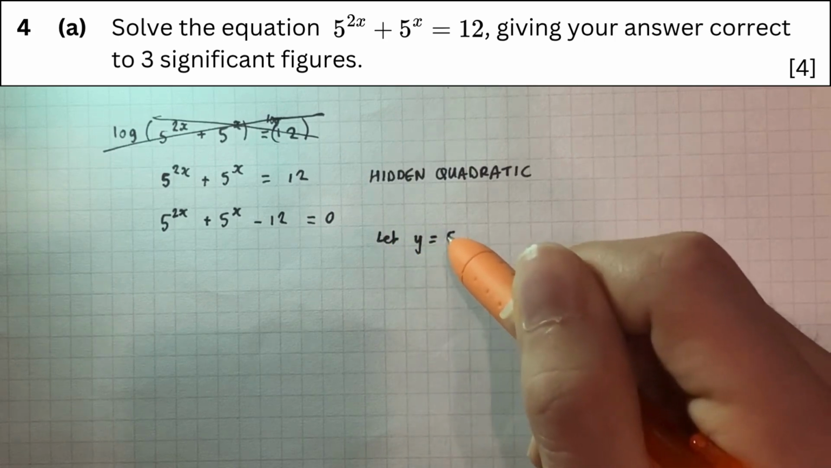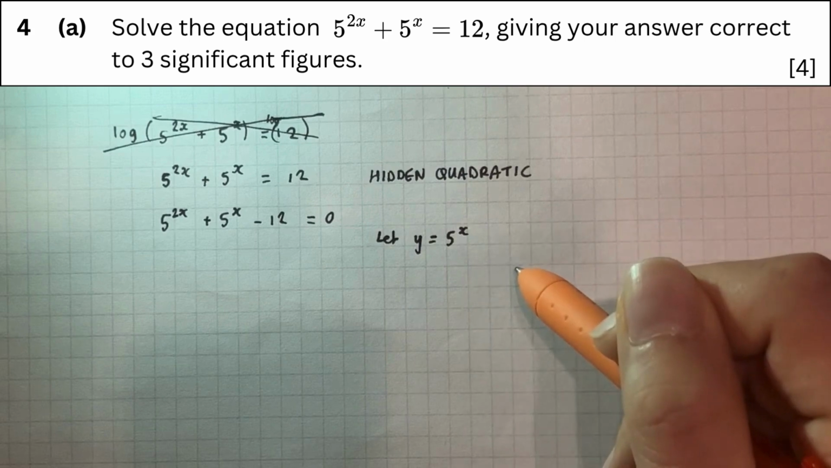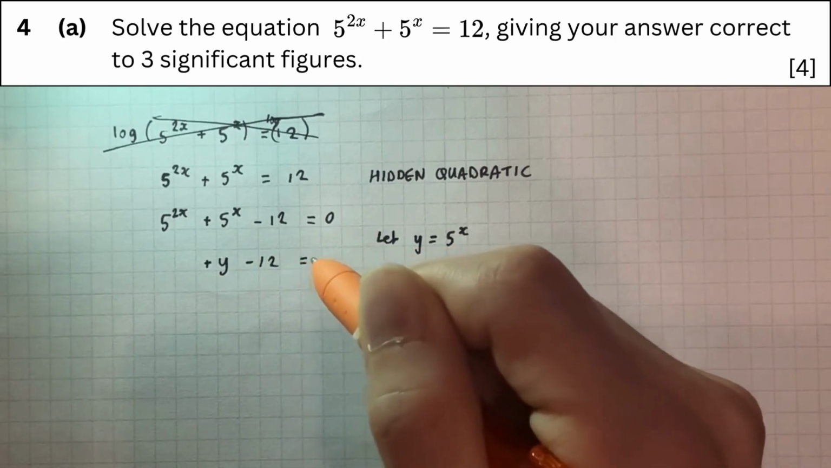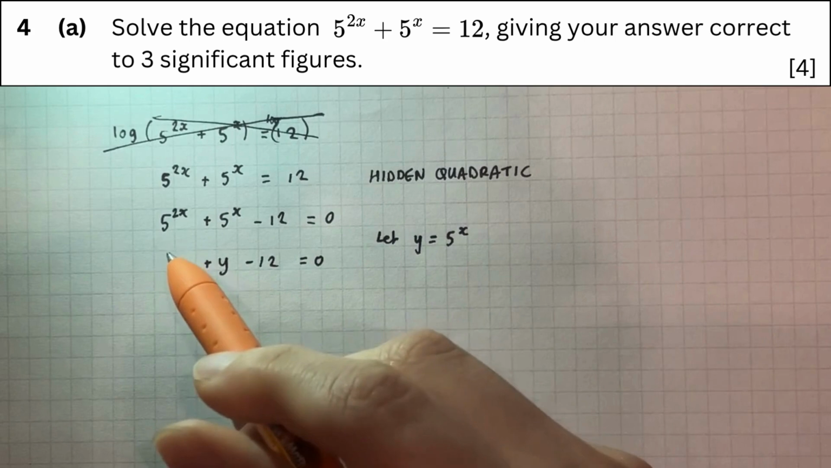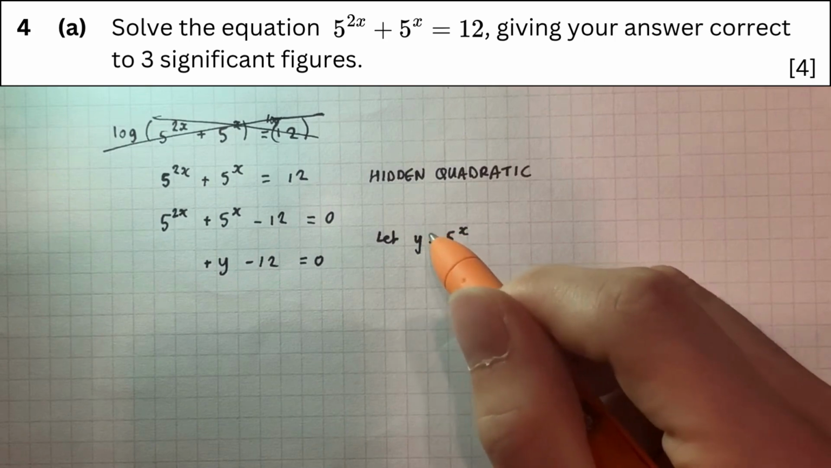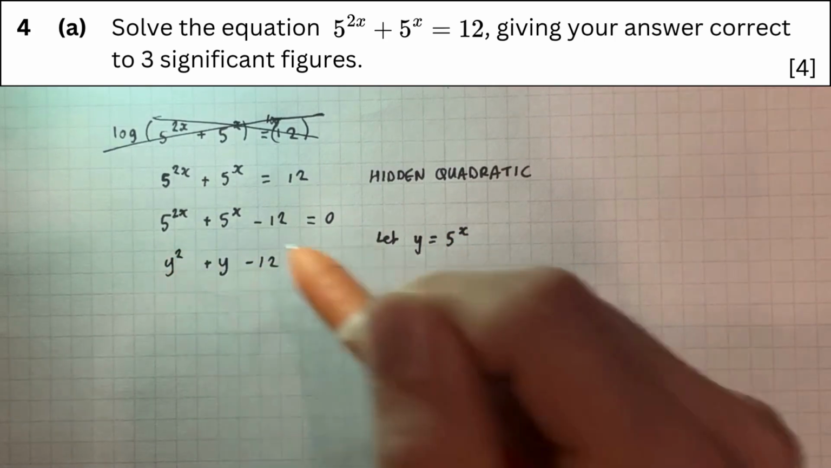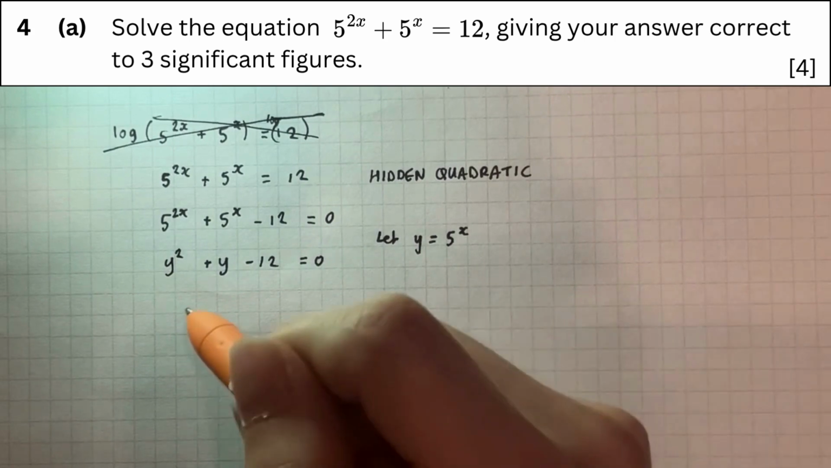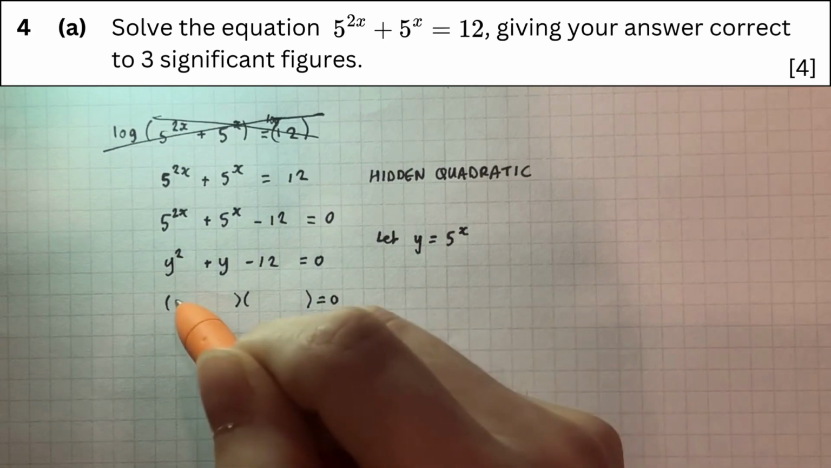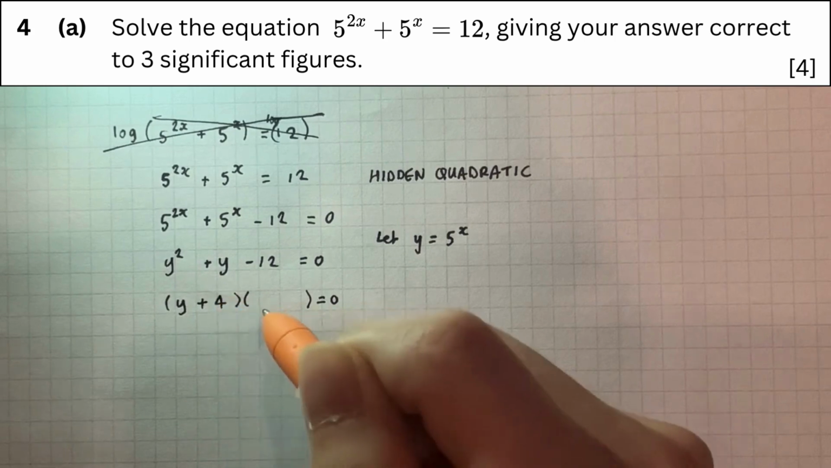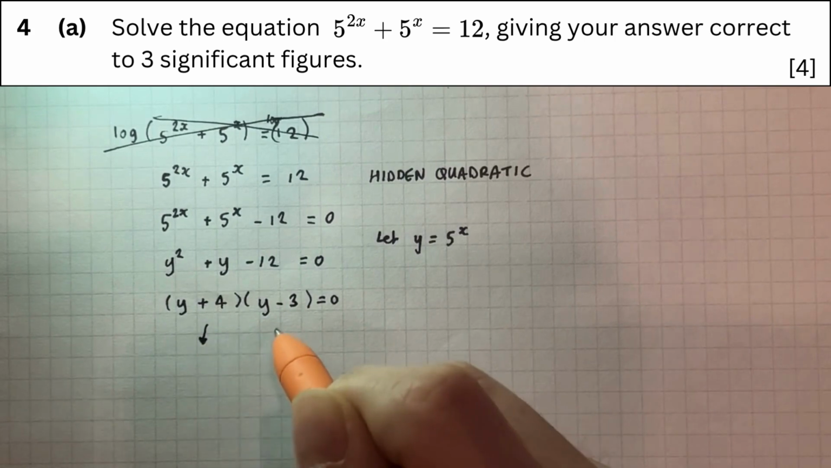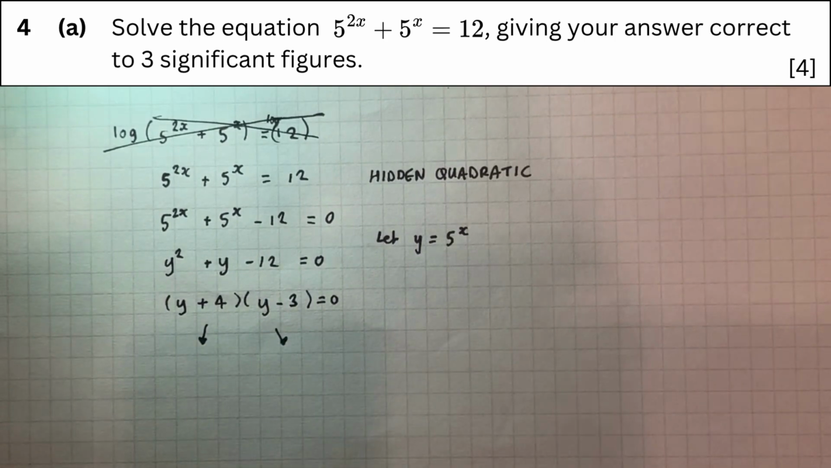So let's make y equal 5 to the x. That means that this middle term will be y, 12 is 12, and that first term is 5 to the 2x. So if we imagine this to the power of 2, it is the same as y to the power of 2, or y squared. And looking at this, this is fantastic because we've solved a million of these quadratics before. So factorize it, it's going to be y plus 4 and y minus 3, which tells us that y is going to equal minus 4, or y is going to equal 3.